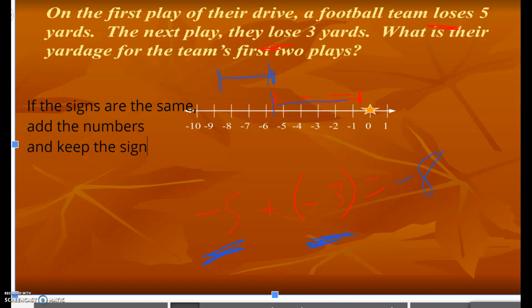So you can see that right here. We had negative 5, negative 3 more. We end up, and I moved the thing some, but we ended up at negative 8. So we added the 2 numbers, 5 plus 3 is 8, and since they're both negative, we kept moving in that negative direction and ended up being negative 8.